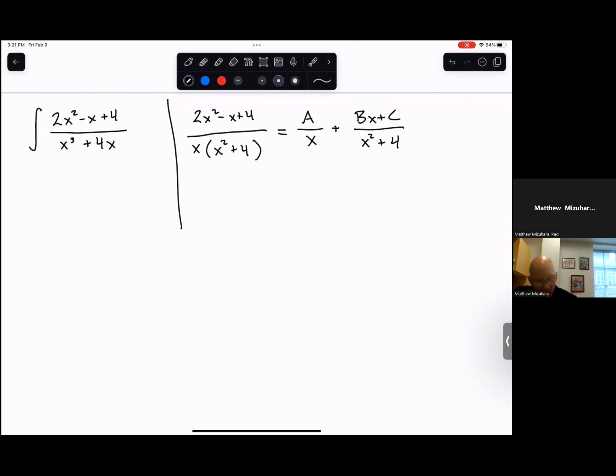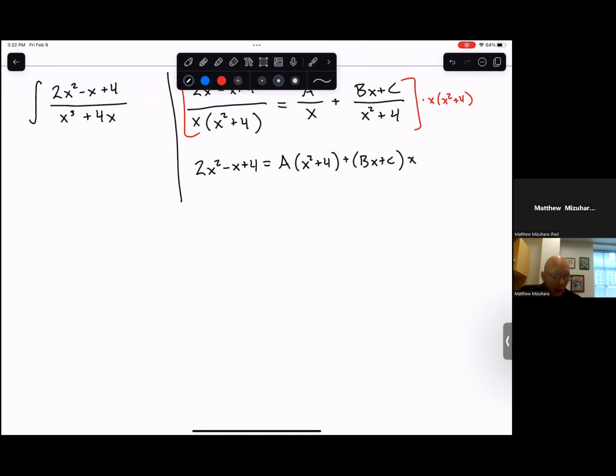So now, like before, we're going to clear the denominators by multiplying by the least common multiple, or the common denominator, I should say. Okay, so x times x squared plus 4. And so now my left-hand side becomes 2x squared minus x plus 4 equals, on the right, a times x squared plus 4 plus quantity bx plus c times just x, because the x squared plus 4's cancel.